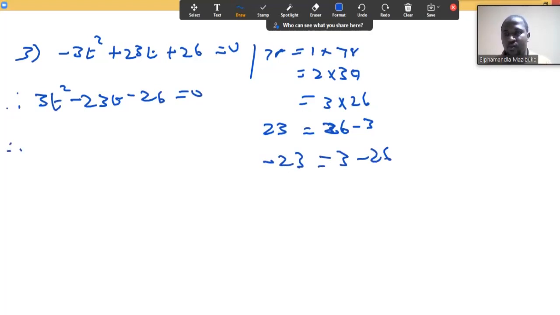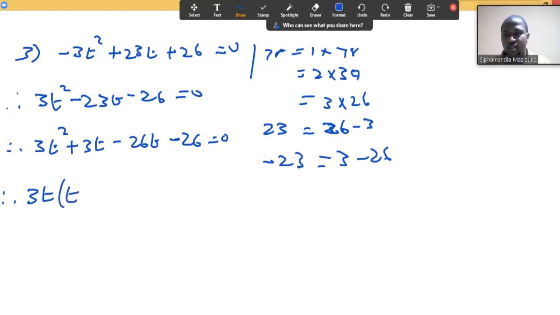Okay, so let's come here. What we do now, we're looking at 3t squared and then plus 3t minus 26t minus 26 equal to 0. All right, that therefore we have a common factor which is 3t. So we have 3t into t plus 1. That is our common factor. When you take out 3t, 3t times t is 3t squared, and 3t times 1 is just 3t.